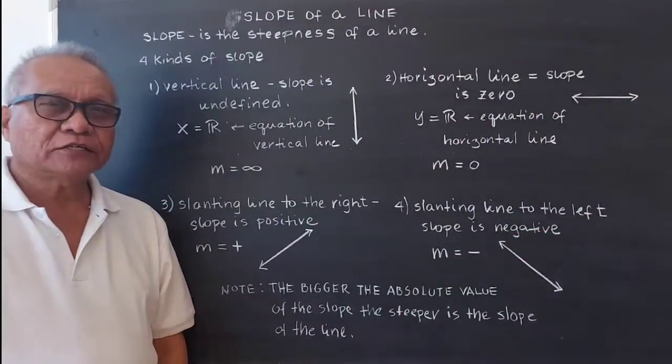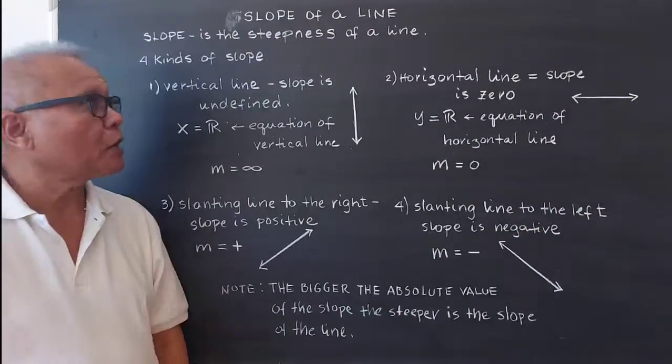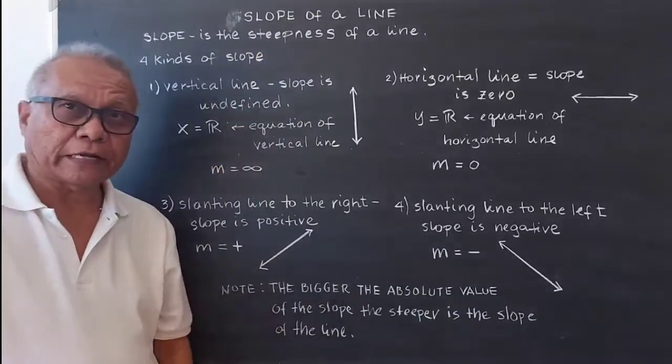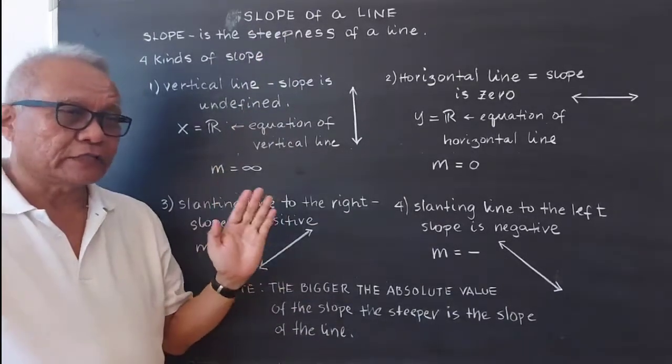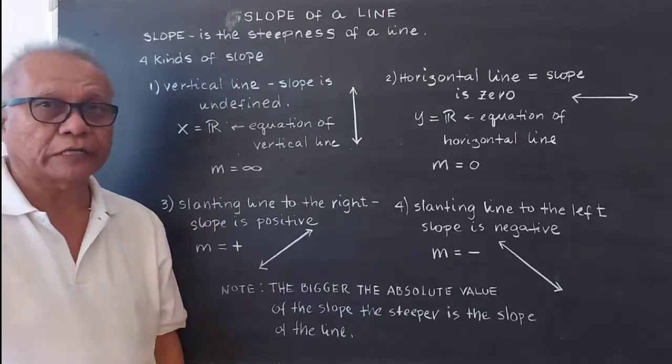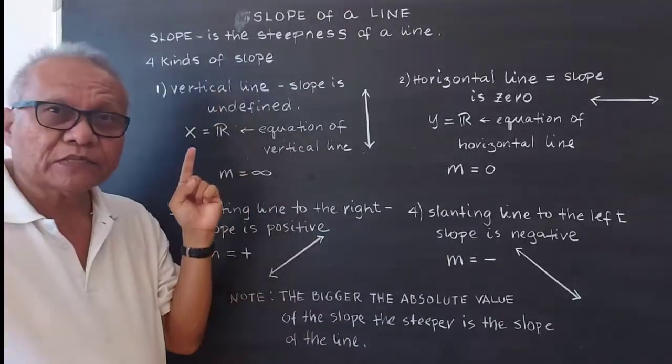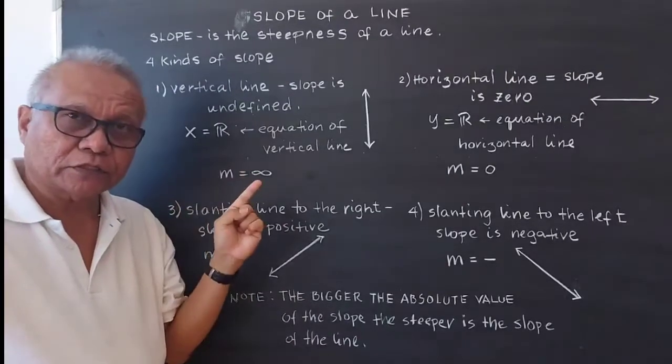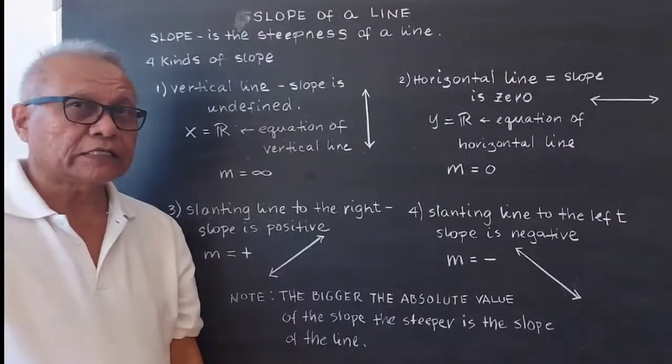Good day, learners. Today we are going to study about the slope of a line, how to determine the slope of a line, and how to graph the slope of a line. Slope is sometimes called gradient and its symbol is M.